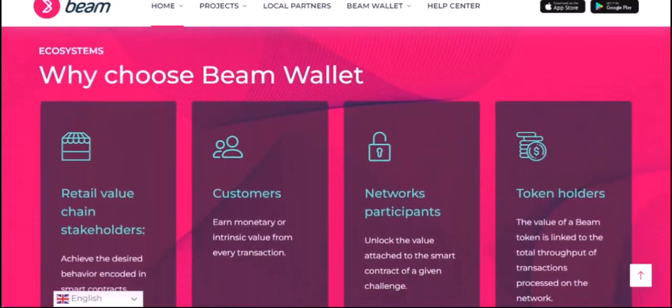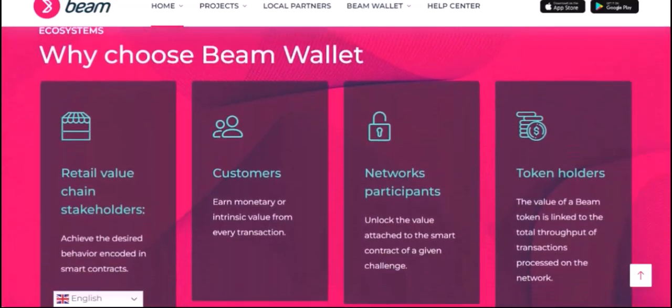Receiving Beam is a seamless process that relies on the underlying technology of the Beam blockchain. By understanding the fundamental principles, you can appreciate the security and privacy benefits offered by Beam Wallet.